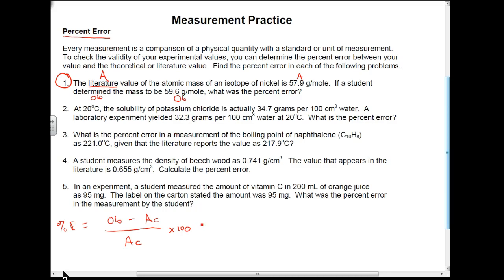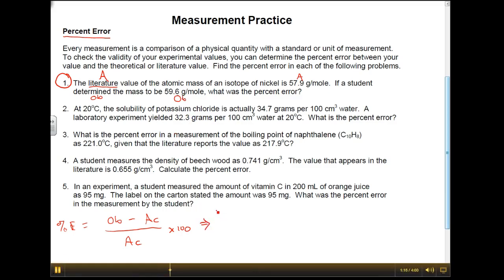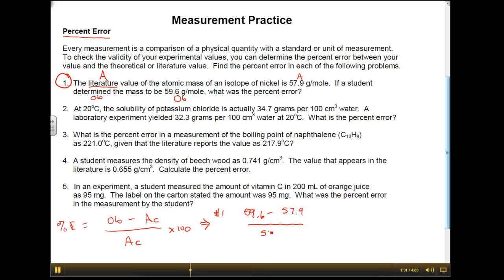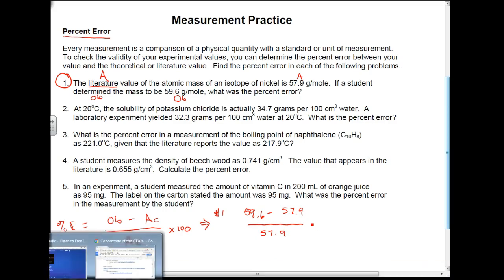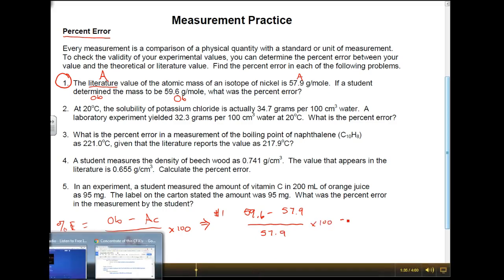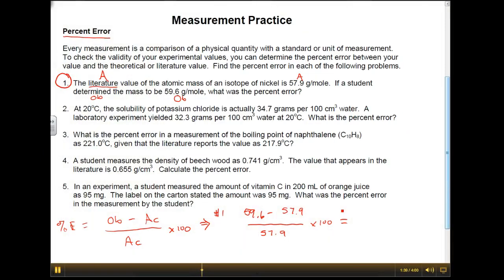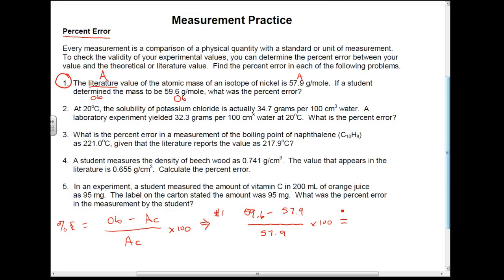All right, so we just plug this in. For number 1, our observed, 59.6, minus our accepted, 57.9, divided by the accepted, 57.9, times 100. Let me type that into my calculator. If you have your calculator, go ahead and type it in also.